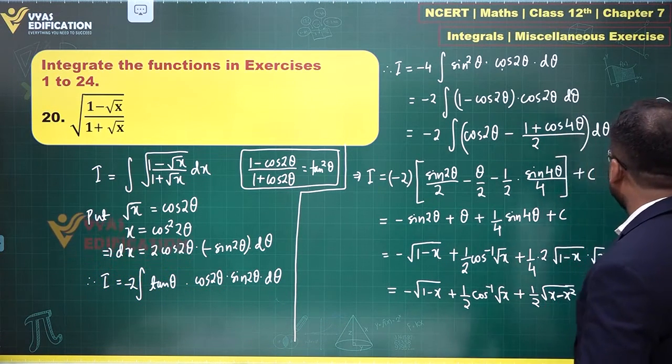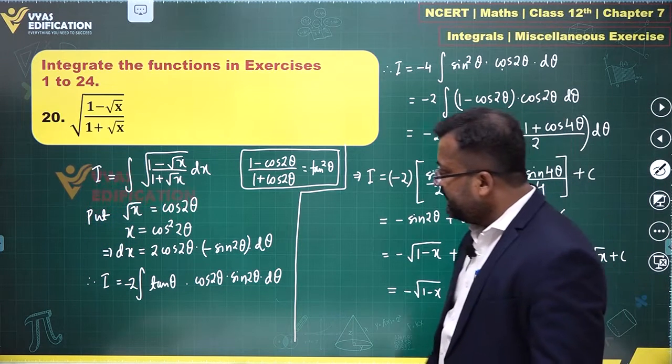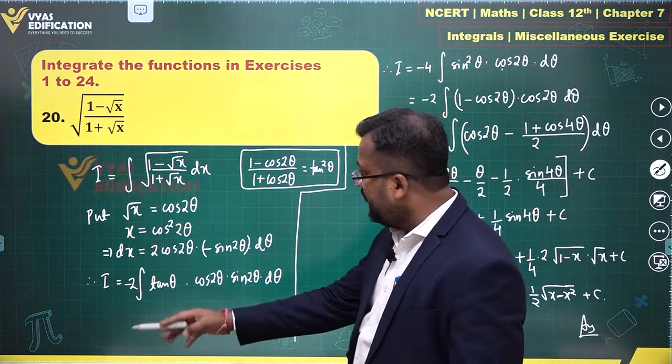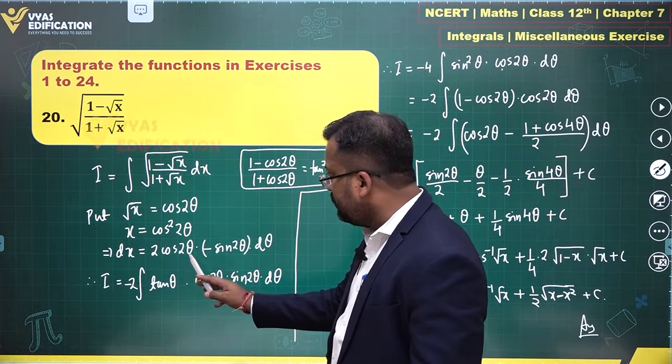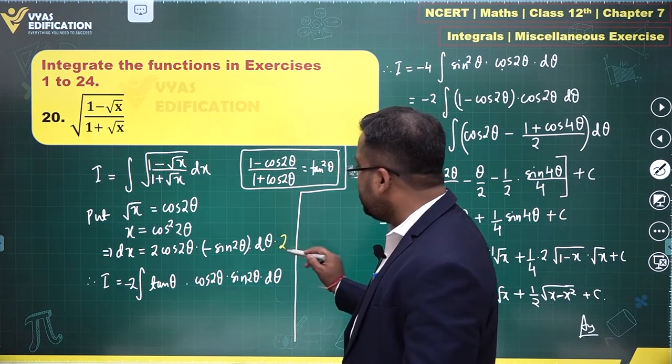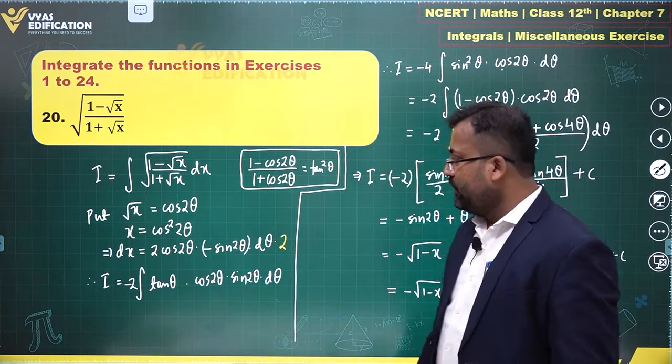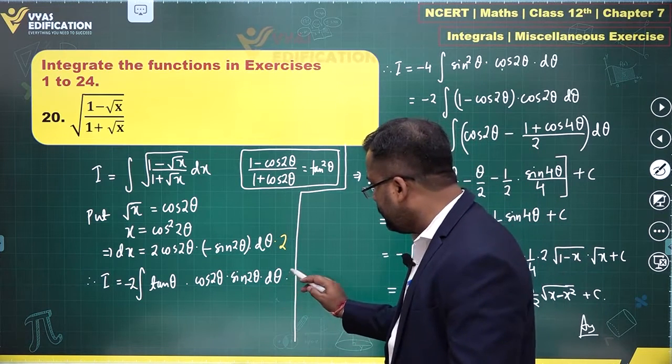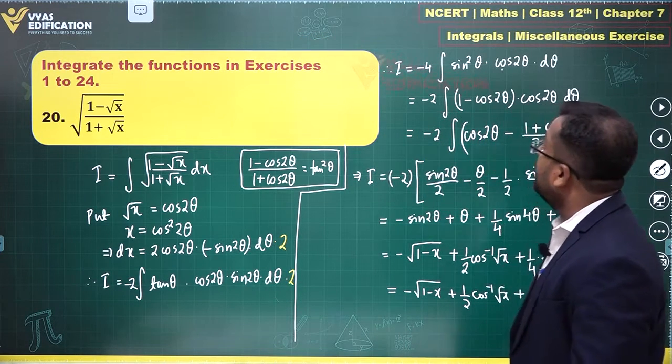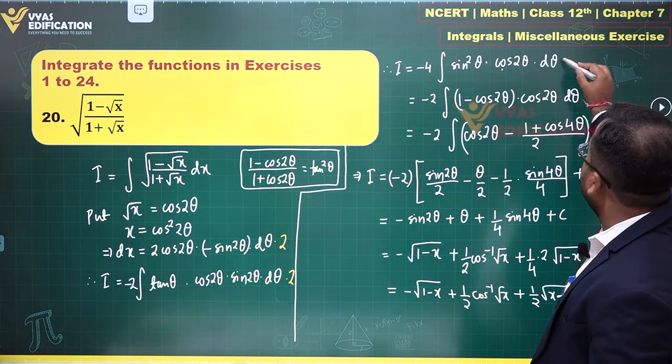We missed out on one theta. Where is that theta? Sorry, not theta. Actually, this dx will be 2 cos 2 theta sine 2 theta and a 2 d theta. Okay, this will be a 2 d theta. So this becomes twice. Oh, we missed out on that 2. Therefore, there will be a 2 over here.